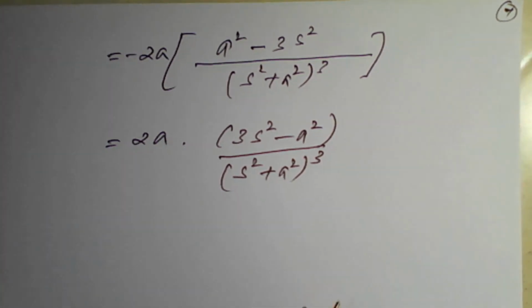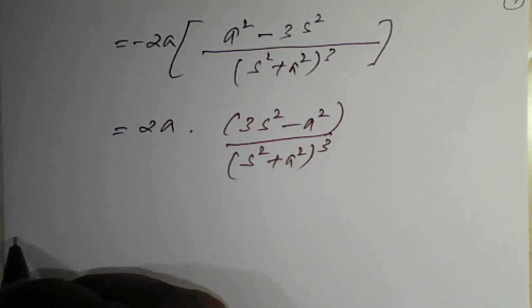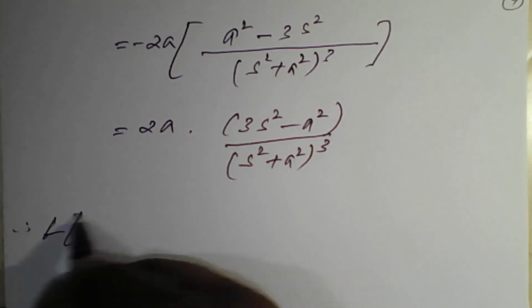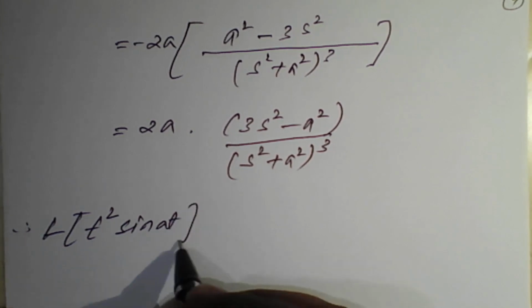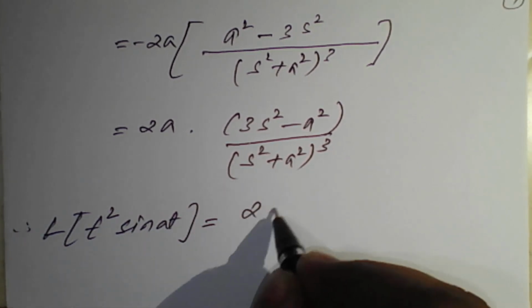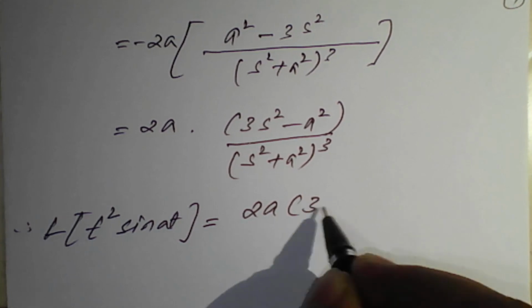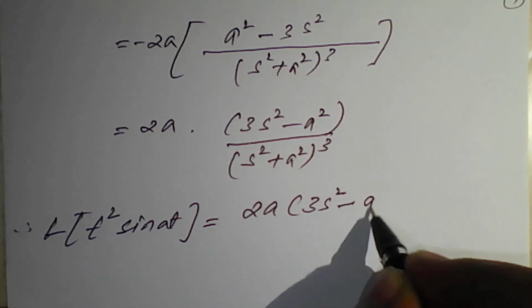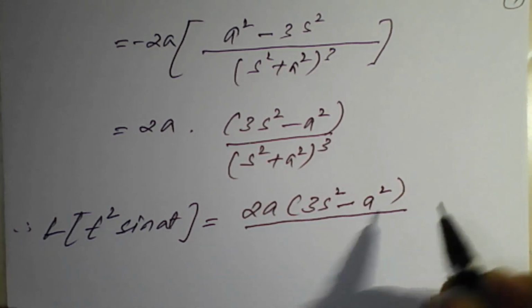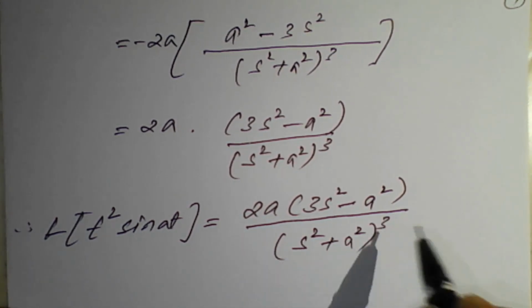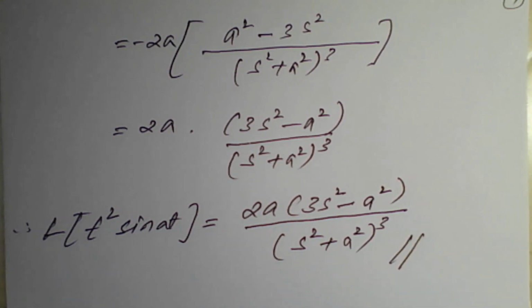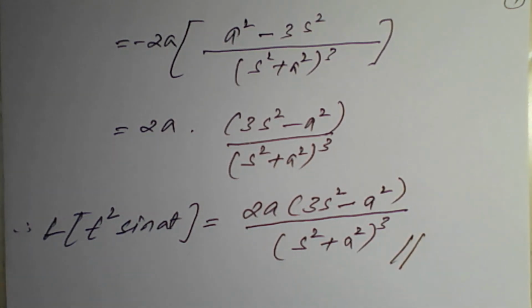So I can say that finally, therefore, the Laplace transform of t square sine of at is nothing but 2a into 3s square minus a square whole divided by s square plus a square power 3. So this is the result of t square sine at using the second property.